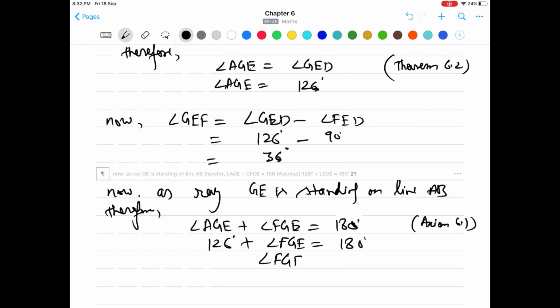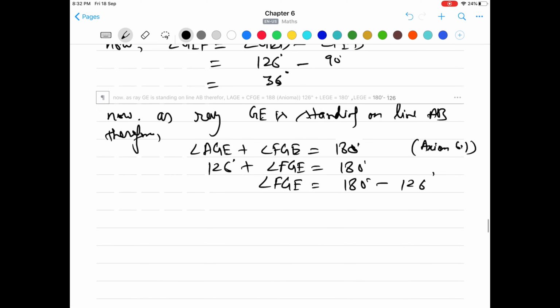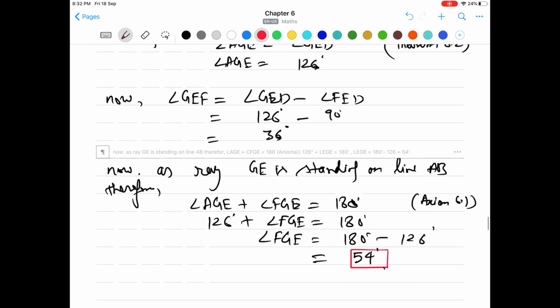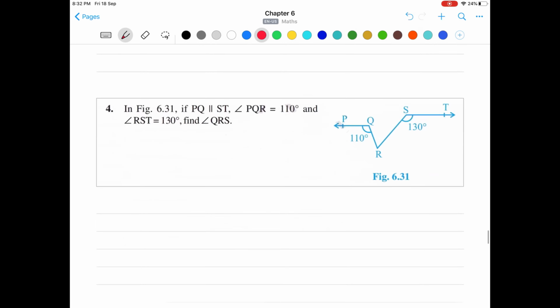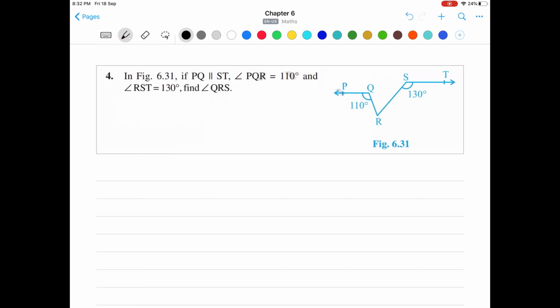From here, angle FGE will be equal to 180 degree minus 126 degree, which is 54 degree. So the answer of FGE is 54. So we got all angles. These are the three angles which we were asked to calculate. So that's the answer of question number 3. Now moving to the fourth question.